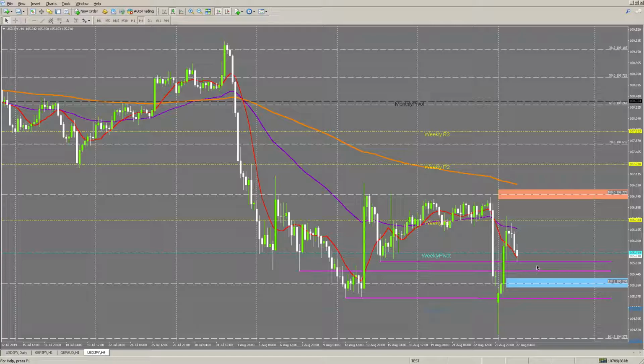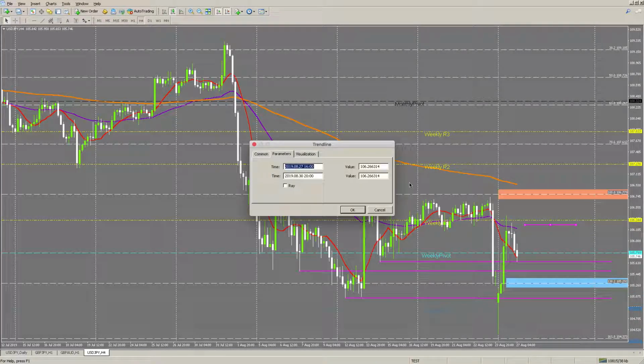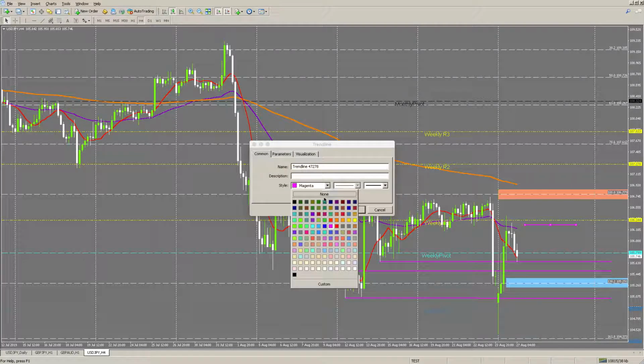So if it does bounce, then there could be a couple areas of resistance where we could identify our take profit areas. There's a key one here at the weekly R1 level at 106.34, so 106.30 would be one key take profit area.